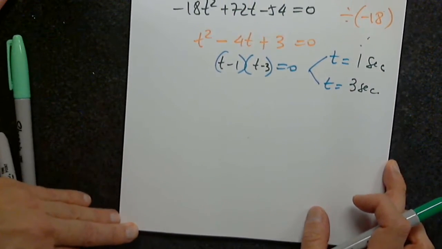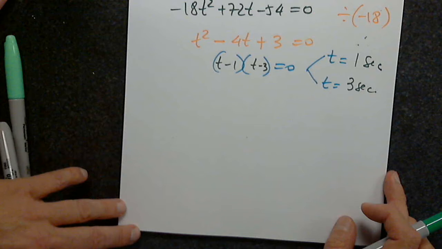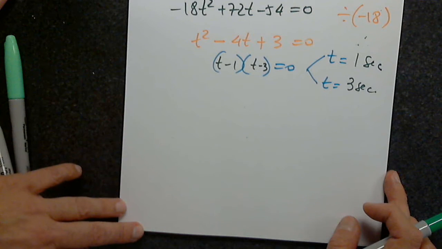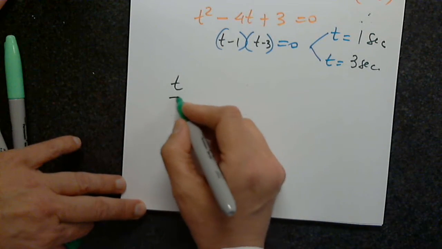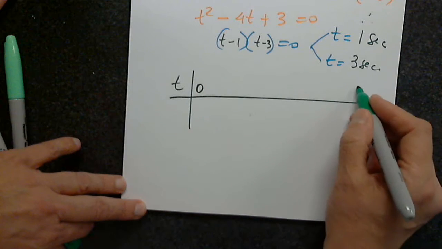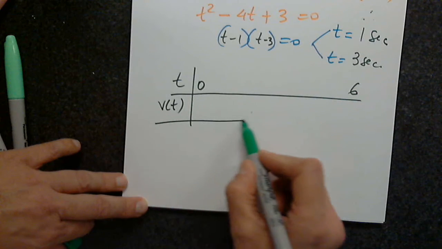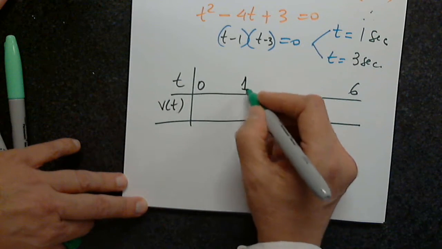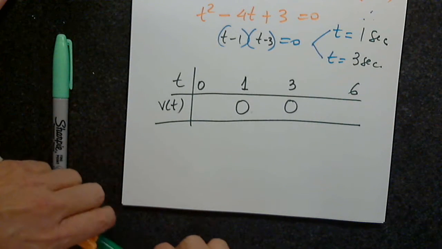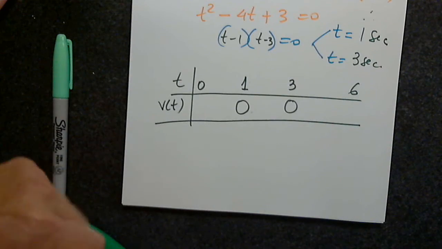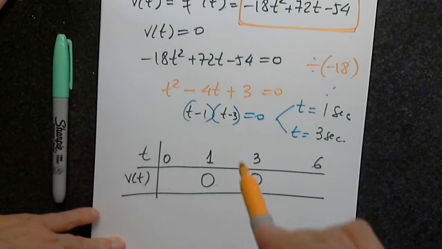What I would have to do now is, it is wise to determine when the particle is going in the positive direction and when the particle is going in the negative direction. So t between 0 and 6 seconds, and v of t. And at 1 and 3 it is 0 and 0. Remember, this is the velocity function. This is where we have to look.